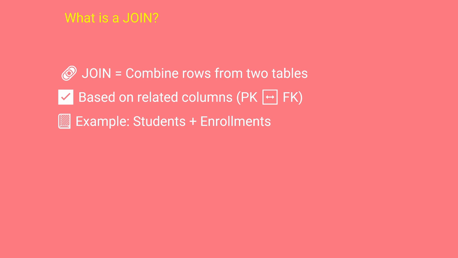A join combines rows from two tables based on related columns, usually a primary key and a foreign key. For example, joining students with the enrollments lets us see which student is enrolled in which course.